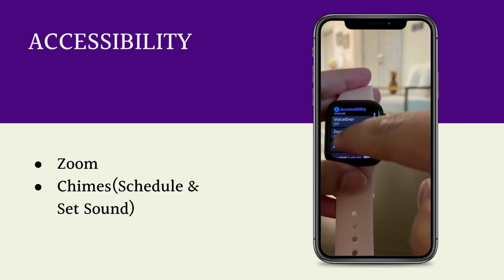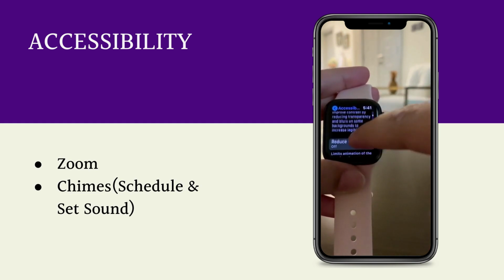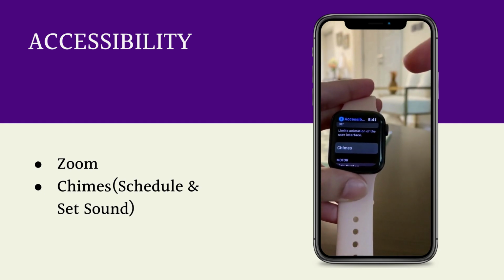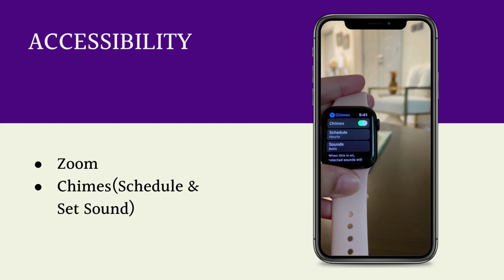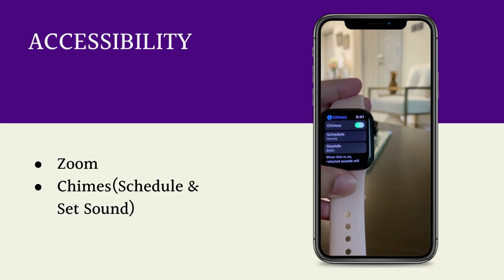Let's go out of zoom, and here you will see more options: bold text, on and off labels, grayscale, reduced transparency, reduce motion. Now here I find something interesting: chimes. You can turn it on like I have done it. I got this set at hourly schedule. Actually, I found this to be very useful because it helps me to keep track of my time.